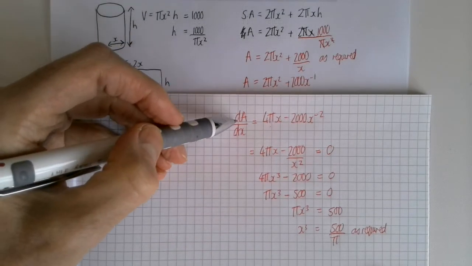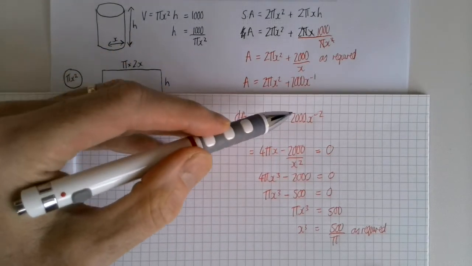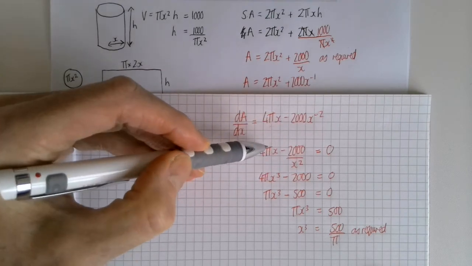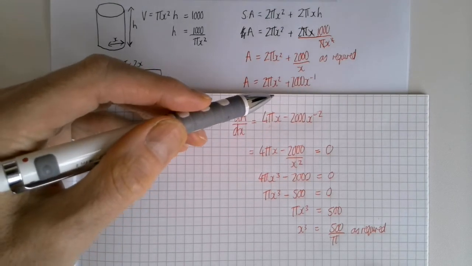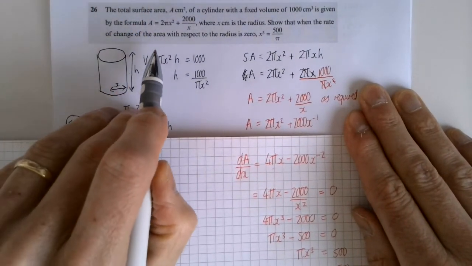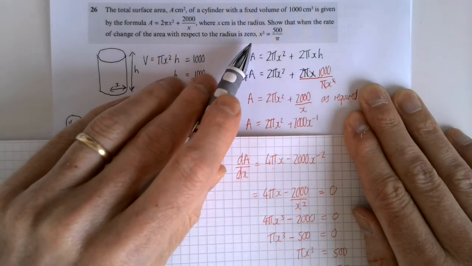Okay, so differentiating, multiply by the power, reduce the power by 1, multiply by the power, reduce the power by 1, and remember that means that. I think most people seem pretty comfortable with that now. But this question is different, isn't it? It says, show that when the rate of change of area with respect to the radius is 0.